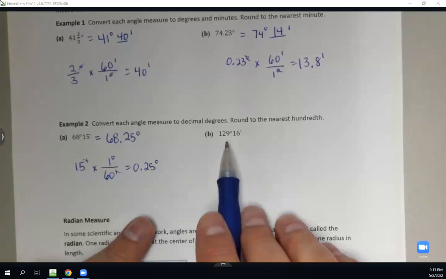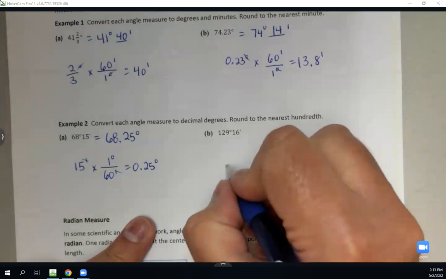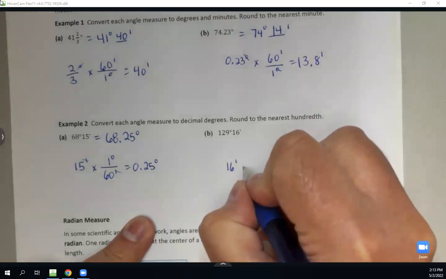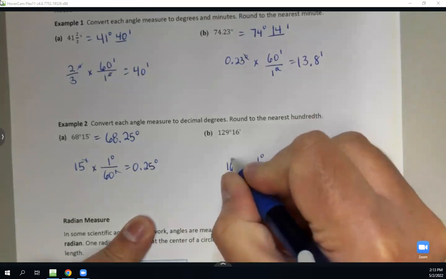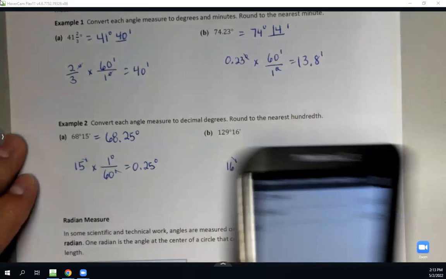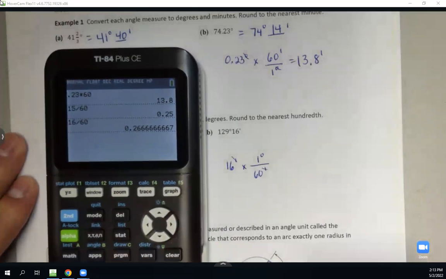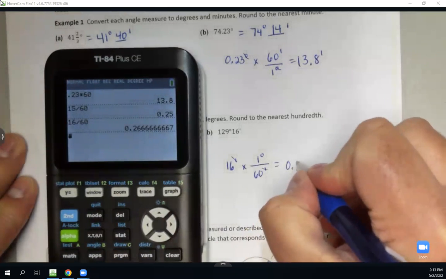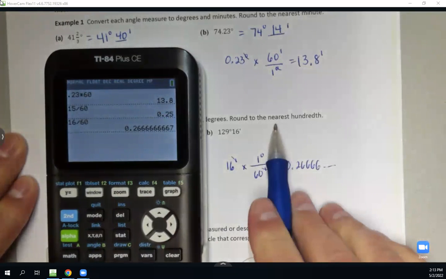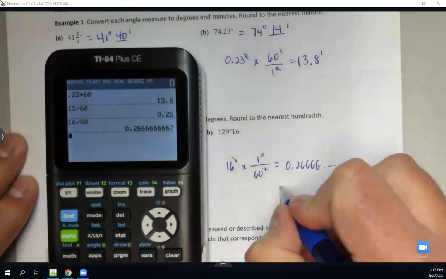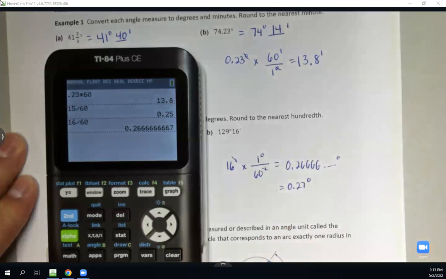Okay. So same idea, 129 degrees and 16 minutes. Well, if I convert the 16 minutes to degrees, 1 degree is 60 minutes. So really, I'm going to divide 16 by 60. And so that is 0.26666 repeating. And we're supposed to round to the nearest hundredth. So that would be 0.27 degrees.